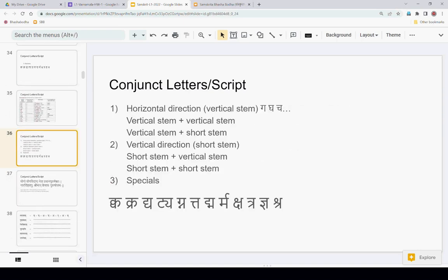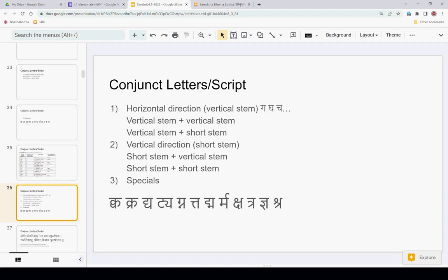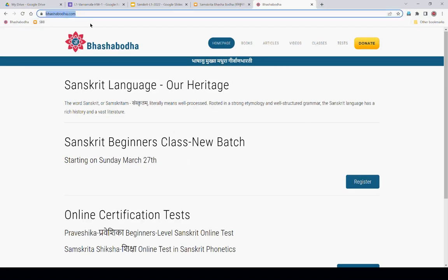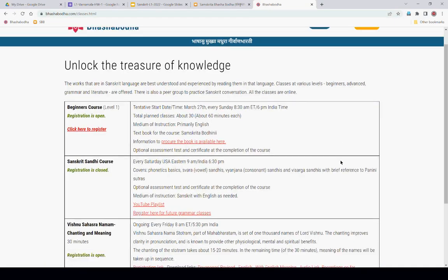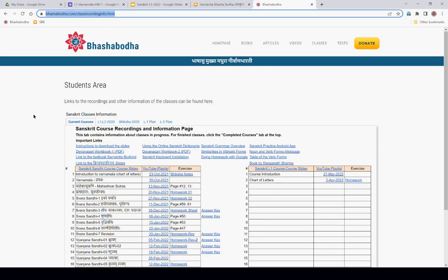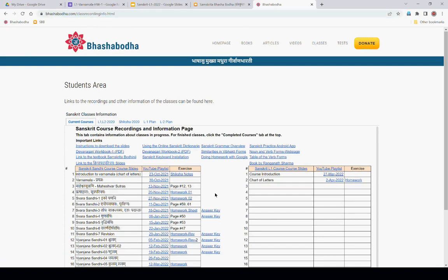I believe you all have access to this slide set, right? The slides. Where can I get access to this, Acharya? This is available on our study page. If you go to the website bhashabodha.com, go to the classes, and at the bottom there is a student area link. You go there. You can bookmark this page directly in your browser. Here is Sanskrit L1 course slides. This is the go-to page, which I'll keep updating after every class. You can find the slide set here.